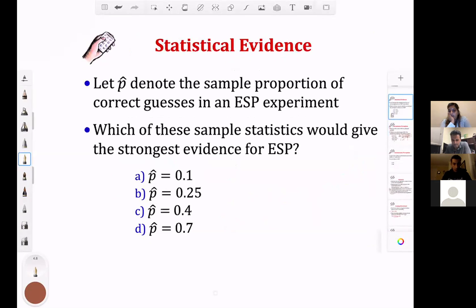Let p-hat denote the sample proportion of correct guesses in ESP experiments. All right, the correct ones. Which of these sample statistics would give the strongest evidence of ESP?